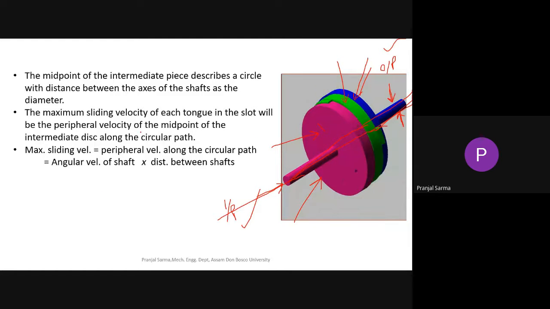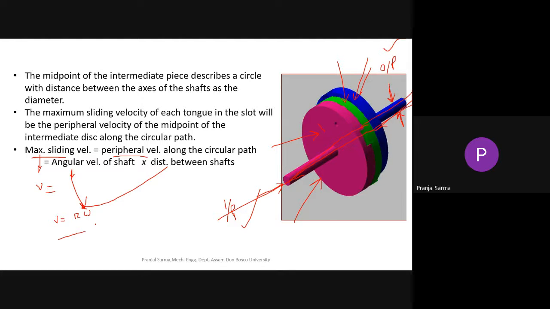The midpoint of the intermediate piece describes a circle with the distance between the axes of the shafts as its diameter. Now, we can get the maximum sliding velocity from the peripheral velocity along the circular path. We know that v equals r omega, the normal case we already know. Here v is the maximum sliding velocity we are talking about, r is the distance between the two shafts, and omega is the angular velocity of the shaft. That is how you can get the maximum sliding velocity on that particular portion.